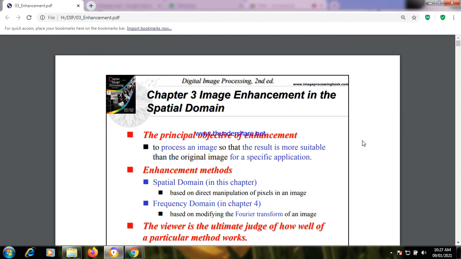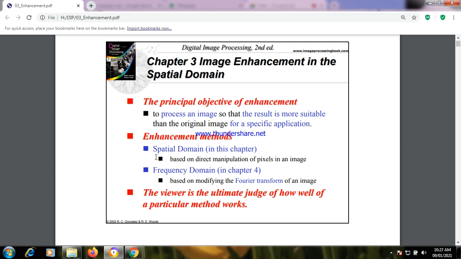So first we'll see what we mean by image enhancement, or the objective of enhancement. It's a process which is used to improve the quality of the image. So to process an image so that the result is more suitable than the original image for a specific application. Basically, we are improving the quality of the image, right?